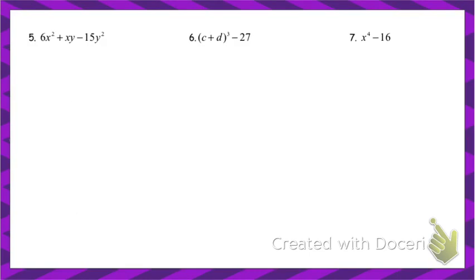So number 5, again, we can go through this the long way or we can go through this by guess and check. I'm going to go through this one the longer way. So what I would do here, again, multiply those together. I'm looking for something that multiplies to negative 90 x squared y squared, and then I'm looking for something that adds to xy. Well, the numbers that multiply to negative 90 are going to be 10 and negative 9.